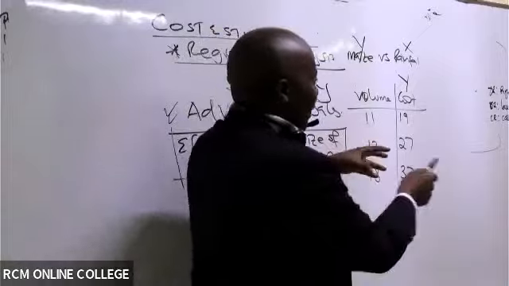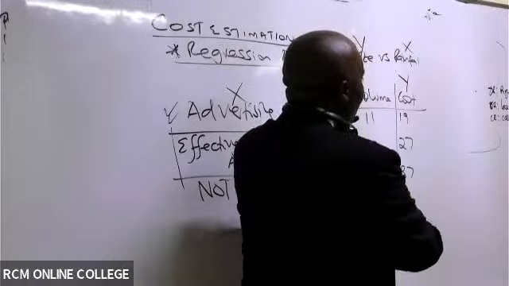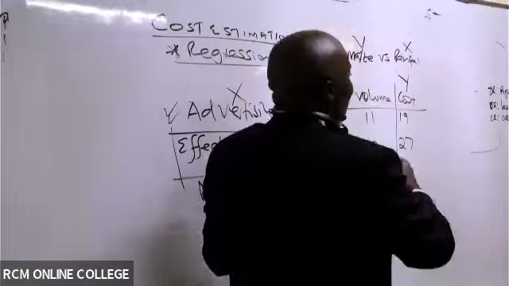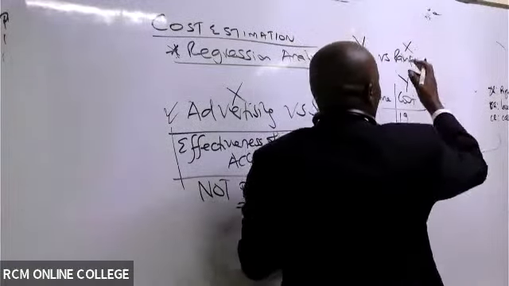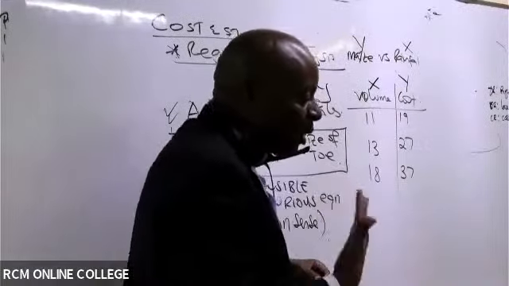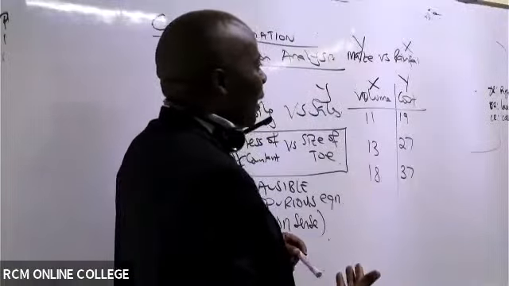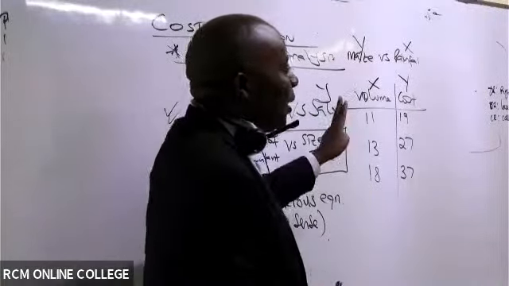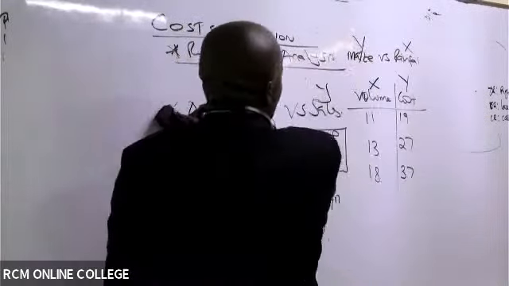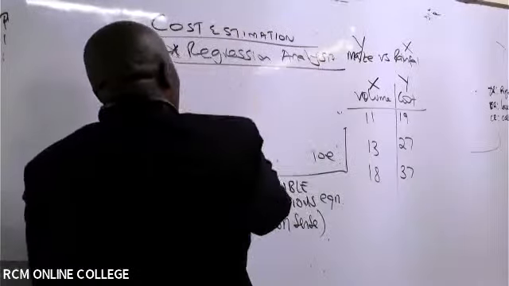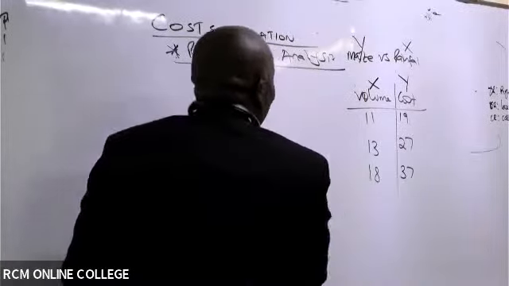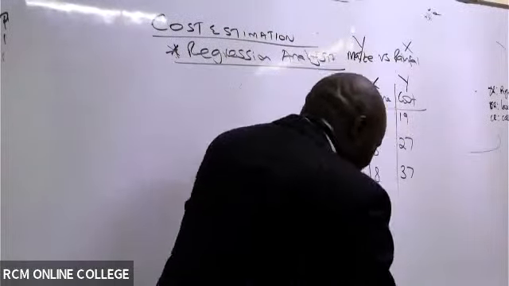These ones are related, because the more we produce in volume, the more the cost we expect. So automatically the cost is the one being influenced. So cost goes to Y, volume becomes X. And for me to do regression of this, I must introduce two additional columns. Do you know them? XY and X squared.